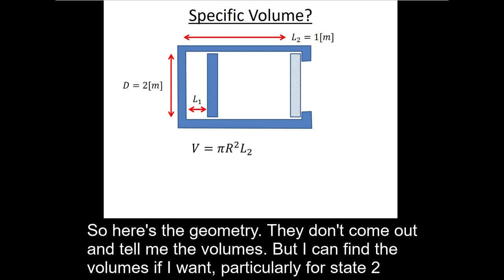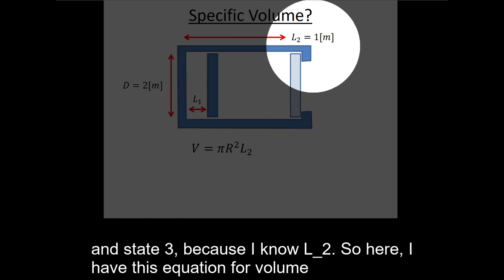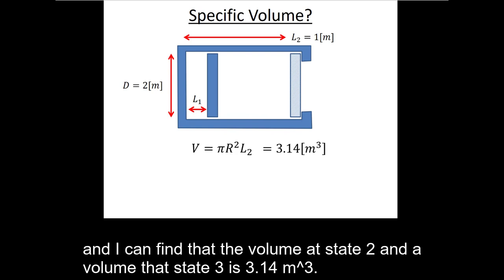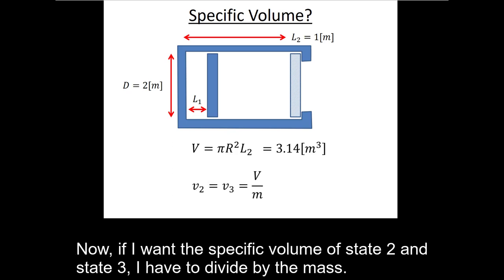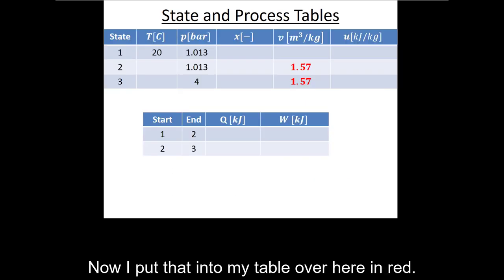So here's the geometry. They don't come out and tell me the volumes, but I can find the volumes if I want, particularly for state 2 and state 3, because I know L2. So here I have this equation for volume, and I can find that the volume at state 2 and the volume at state 3 is 3.14 meters cubed. Now, if I want the specific volume of state 2 and state 3, I have to divide by the mass. In this case, I can get a specific volume as well. Now I put that into my table over here in red.